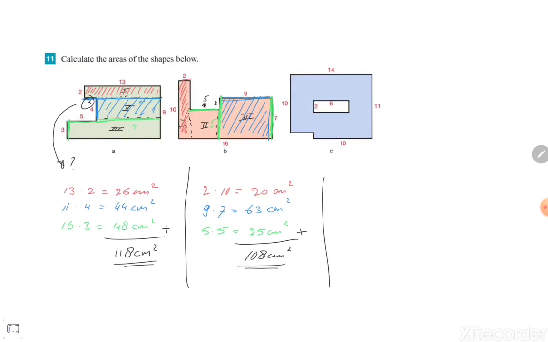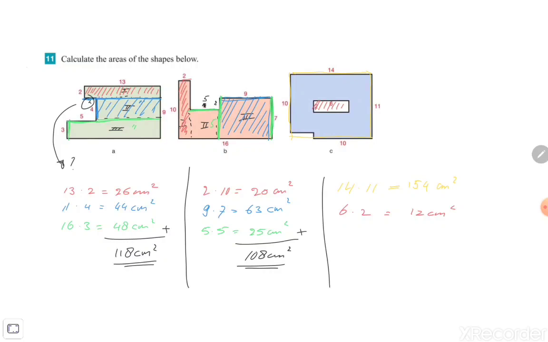Shape C, what you can do is to solve the whole rectangle. So from here to there with 14, and this is 11. Yeah, so that's 14 times 11, and that's 154 square centimeters. But then we just had calculated two areas too much. Which one? This one in the middle. So the 6 times 2, that's 12 square centimeters.